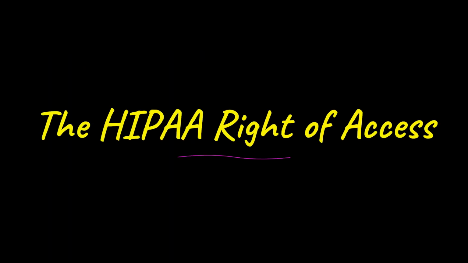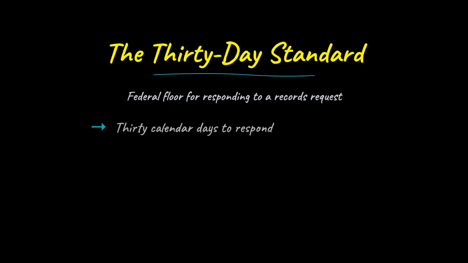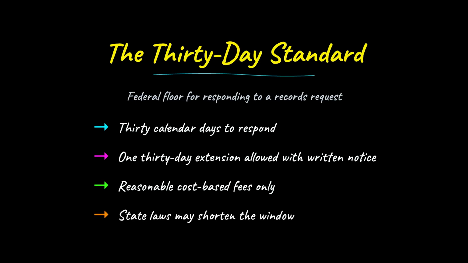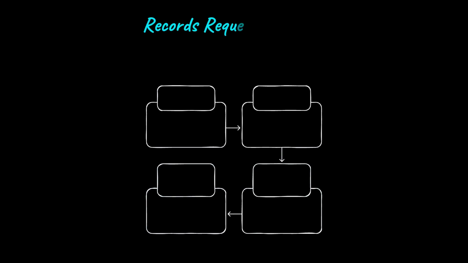The HIPAA privacy rule gives patients the right to inspect and obtain copies of their own designated record set, and understanding the exact timeline is one of the most tested details on the exam. The covered entity must act within 30 calendar days, with 1 permitted 30-day extension if the patient receives written notice of the delay and a new expected date. State laws can tighten this timeline, but 30 days with 1 extension is the federal floor, alongside reasonable cost-based fees.